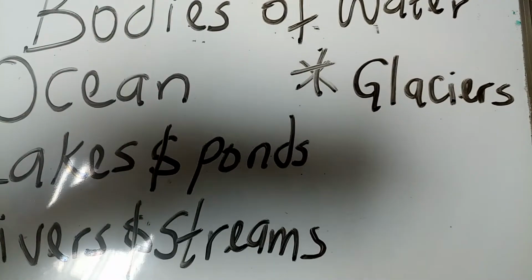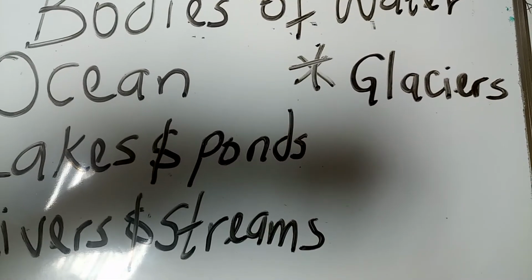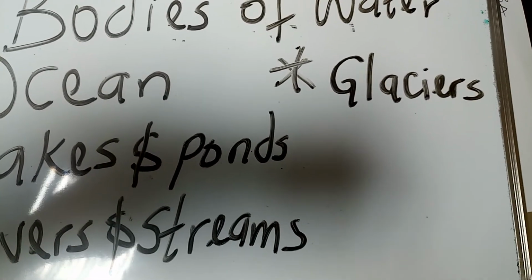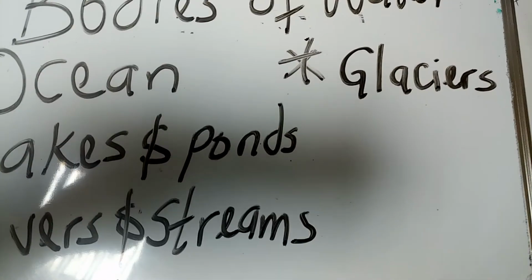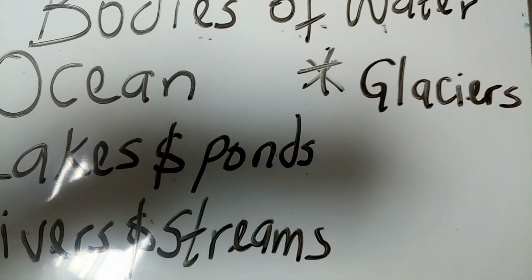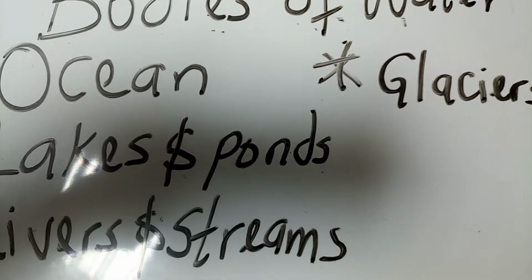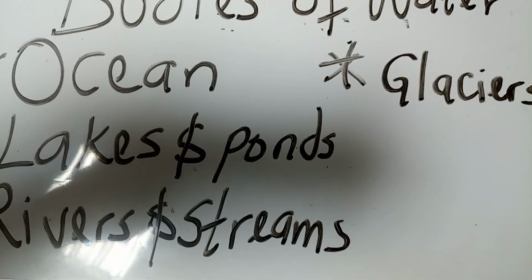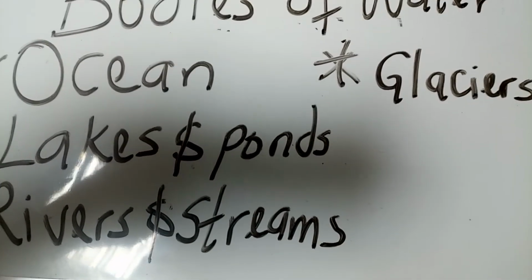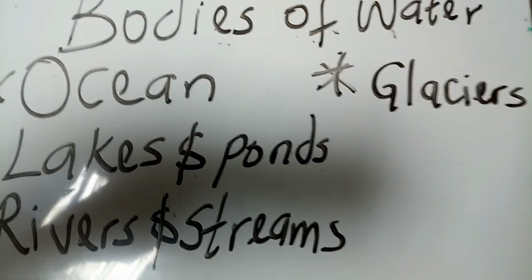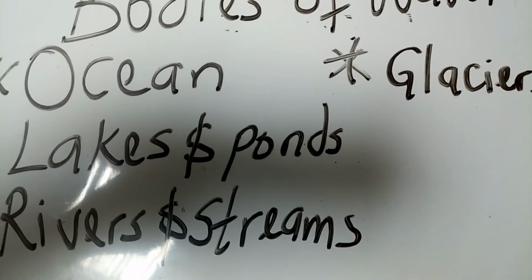Now we can classify these bodies of water into two, salt water and fresh water. Example of salt water in our book is ocean. Then the others are fresh water. But I'm also putting one more in the slide. Sea is also a salt water, but it's not in your book.